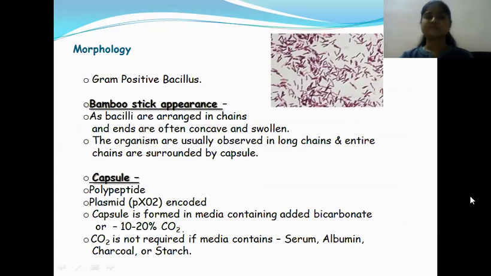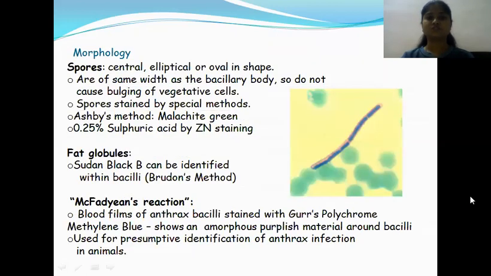Bacillus anthracis possesses a capsule which is polypeptide in nature, and this capsule is encoded by a plasmid. Capsule is formed in media containing added bicarbonate or 10 to 20% of carbon dioxide. Instead of carbon dioxide, we can also add certain ingredients like serum, albumin, charcoal, or starch to the medium to enhance or encourage capsule formation.